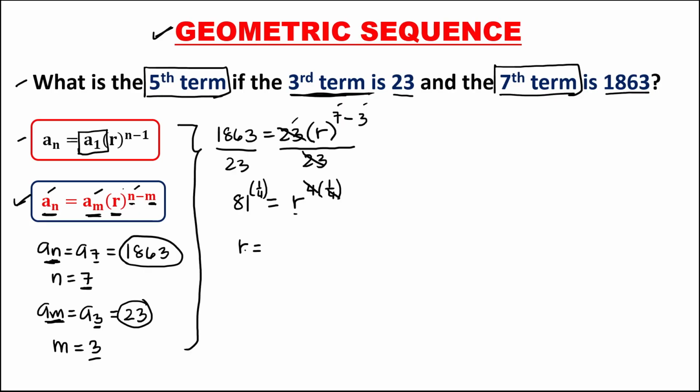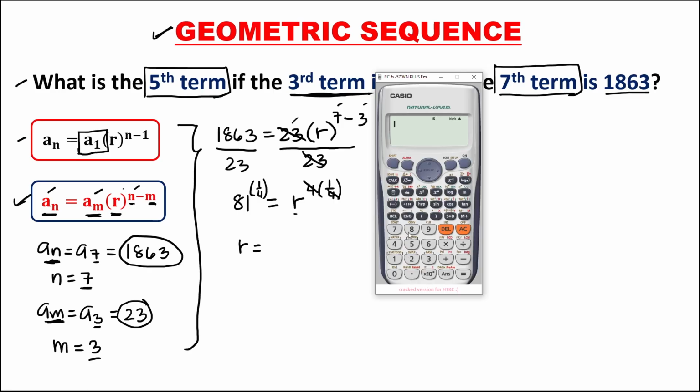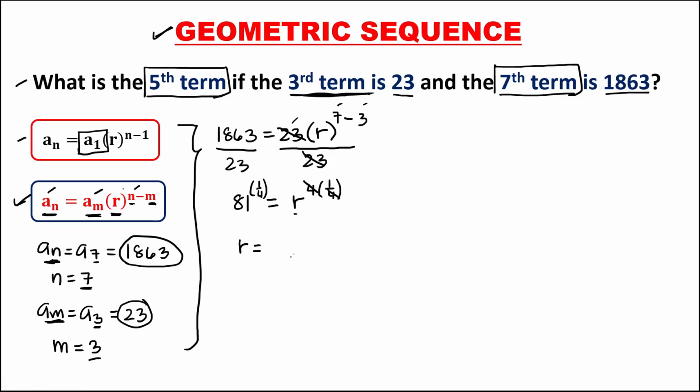So we have r equals 81 to the power 1 over 4. So we have 81 to the power, open parentheses, 1 divided by 4. So 81 to the power 1 over 4 is equal to positive 3. Therefore, the common ratio is equal to positive 3. Since we now have the common ratio, we can now find the fifth term.